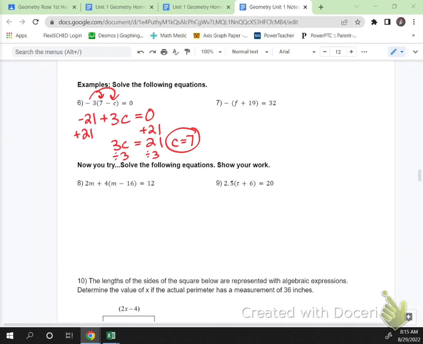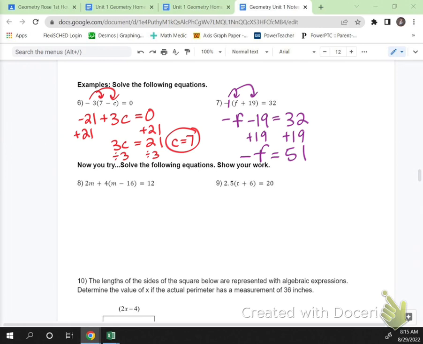Do you see that? It's just a negative. You could say it's a negative 1, right? It's a negative. We're going to distribute that. So now I have a negative f minus 19 equals 32. We're going to add 19 to both sides. Negative f equals 51. Can I leave my answer like that?